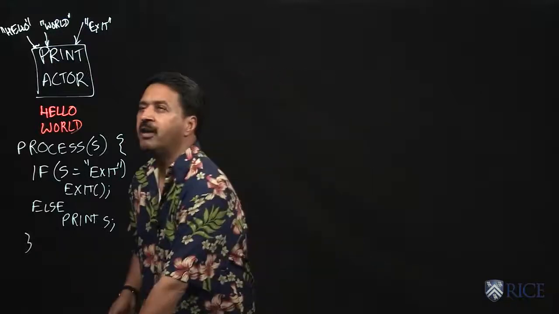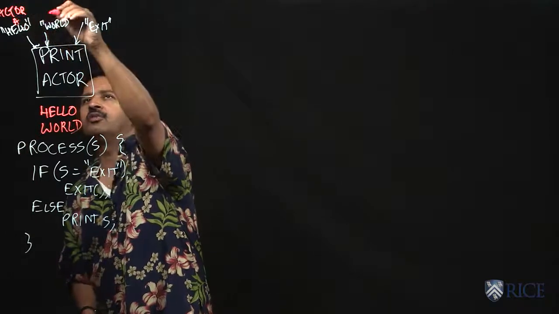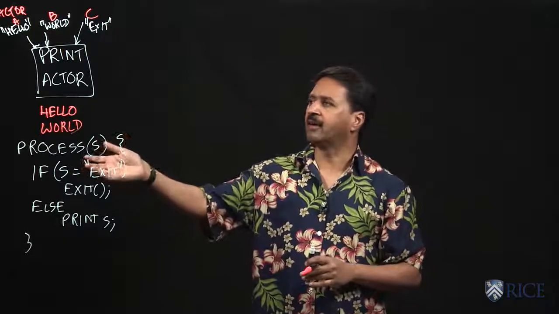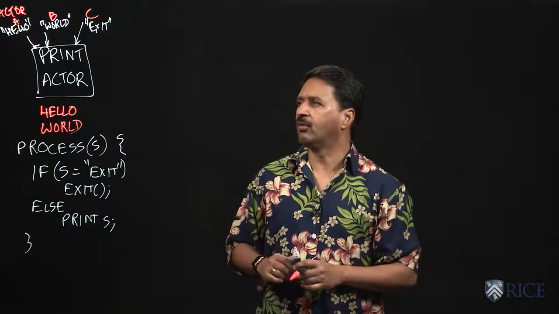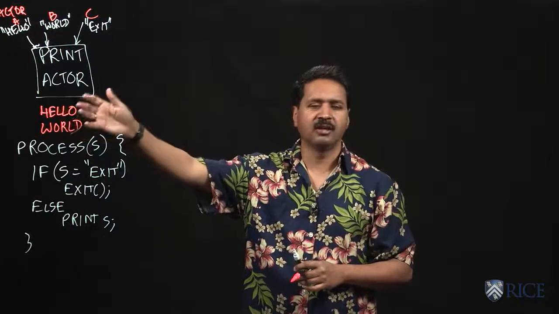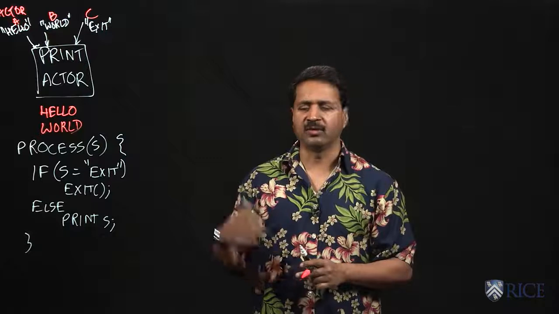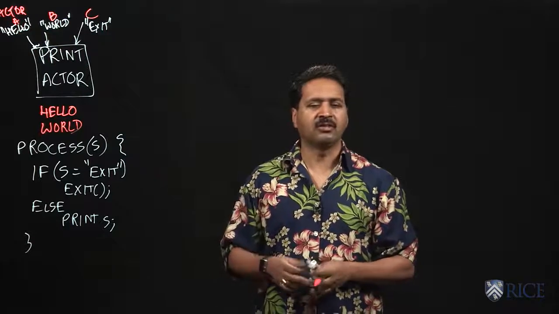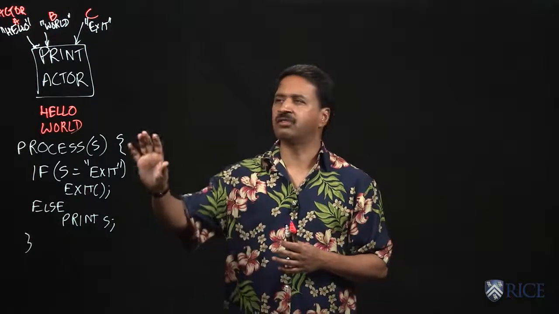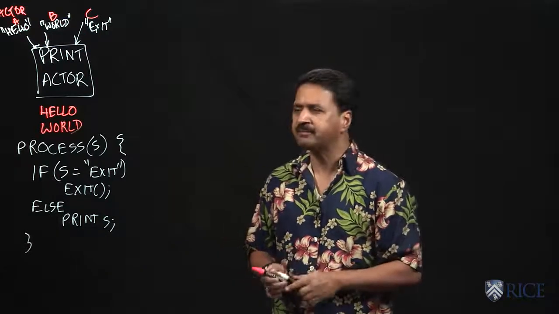But if they were sent by different actors, so if this was sent by actor A, this was sent by actor B, this was sent by actor C, then the messages could be reordered. So it could be that process is called on world first before hello, in which case the actor will print world hello. Or it could receive the exit message first, in which case it would exit. This is not a bug. This is inherent in concurrent programs, that you have this non-determinism, and the semantics is very clear based on message ordering, whether it comes from the same actor or a different actor.